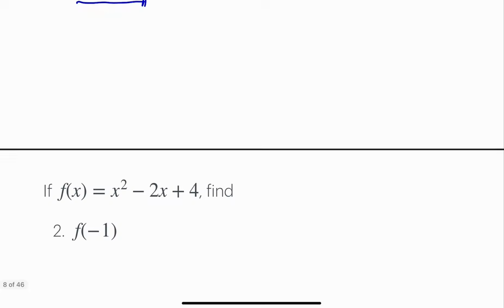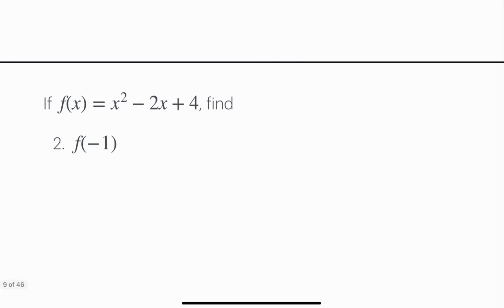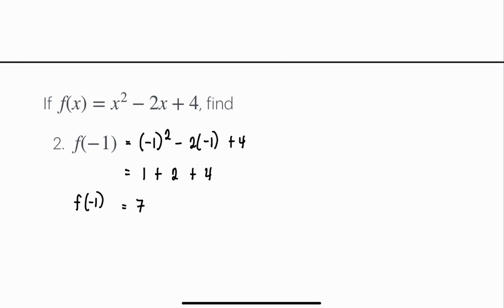If we're looking for f of negative 1, the value of x this time is negative 1. We're going to substitute that. So negative 1 quantity squared minus 2 times negative 1 plus 4. So this is positive 1 plus 2 plus 4. That is equal to 7. So f of negative 1 is equal to 7.